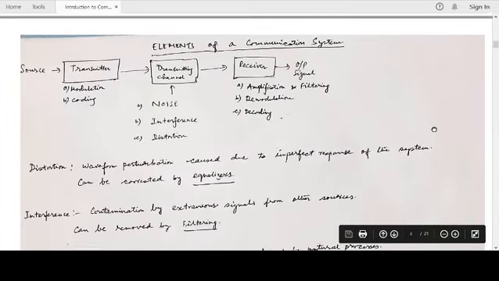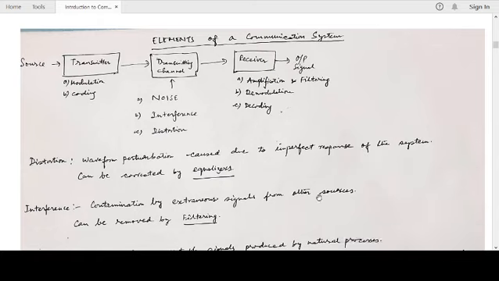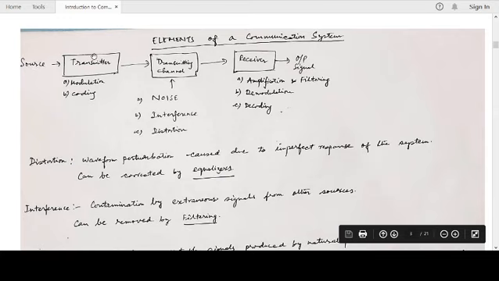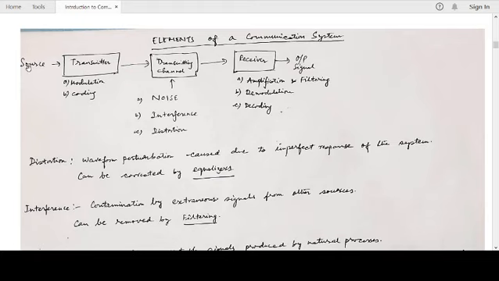Now, what are the elements of a communication system? We have a transmitter, a transmitting channel, and a receiver. The transmitter receives the signal from the source. The activity performed by the transmitter is modulation and coding. The signal is transmitted from the transmitter and passes through the channel. The channel introduces noise, interference, and distortion. These are present in any communication channel. The signal is received by the receiver.